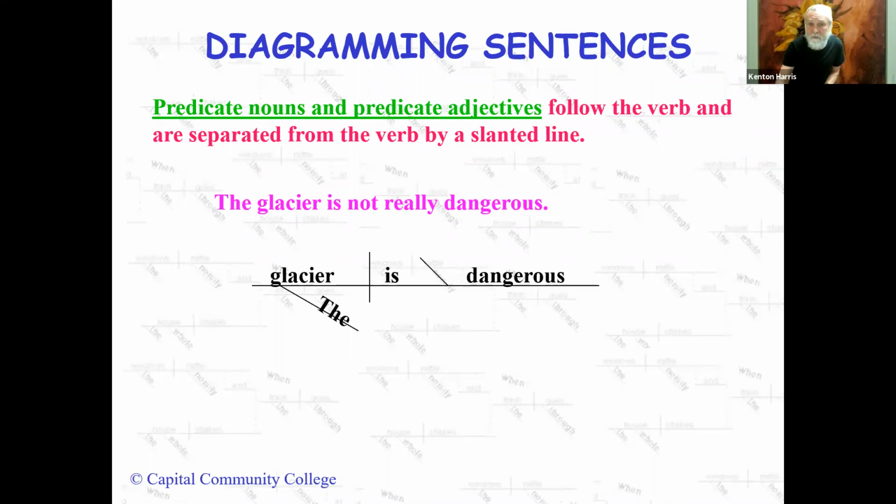Now, we have a word left over, right? The has a place, glacier has a place, dangerous has a place, is has a place, but not really doesn't have a place yet. So we have to find a place. What do you suppose that is modifying? Well, hopefully you see there, okay? So not is the adverb modifying is, it's denying it, and really is modifying or qualifying dangerous.